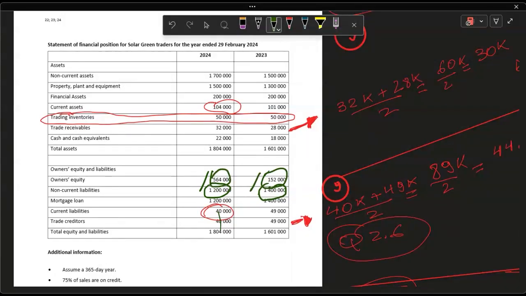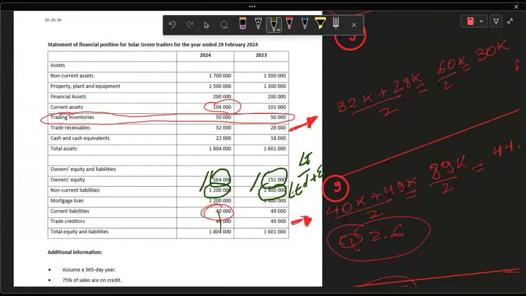For the total gearing ratio, you have to take the long-term debt divided by the capital employed, which is the long-term debt plus equity. So get these ratios in your mind and understand them.